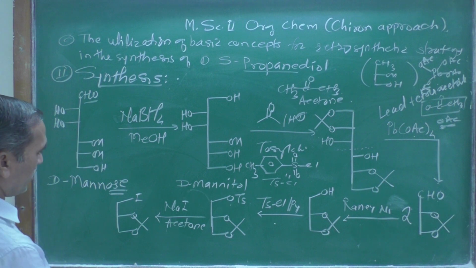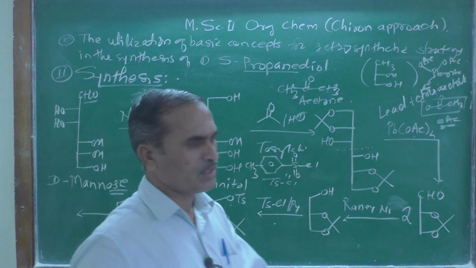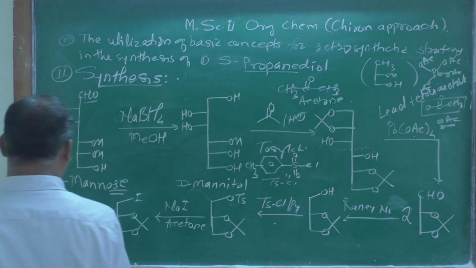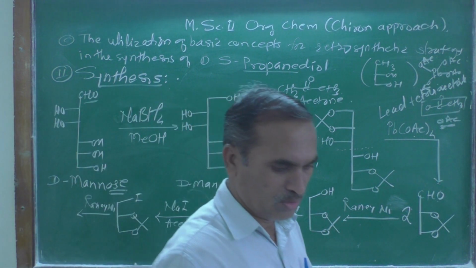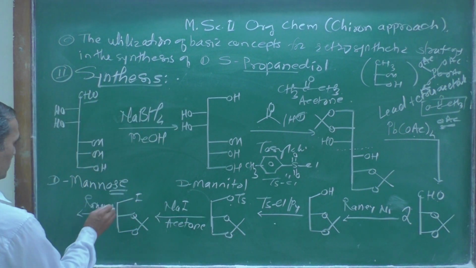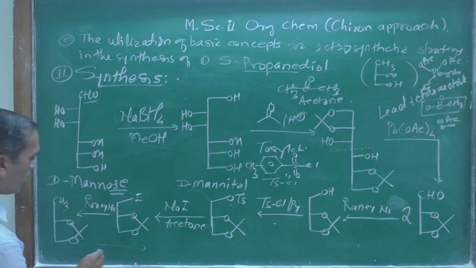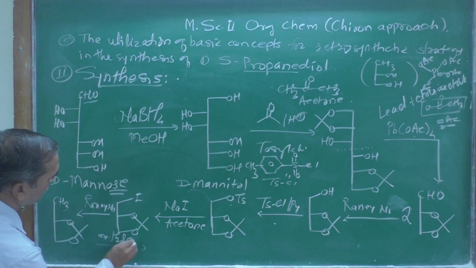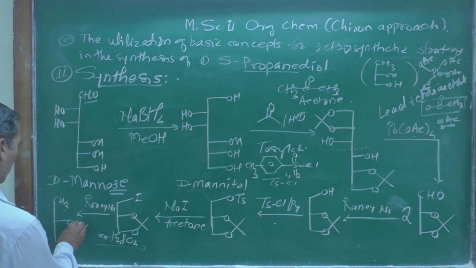This iodo compound is further treated for dehalogenation, again with Raney nickel. Here Raney nickel is used again. What will it do? It will remove the iodine. Or zinc dust in the presence of acetic acid can be used for this conversion. First, Raney nickel will remove this group, and you get this type of compound, right? And this is further treated with aqueous H2SO4, which we can call deprotection, in an acidic medium.